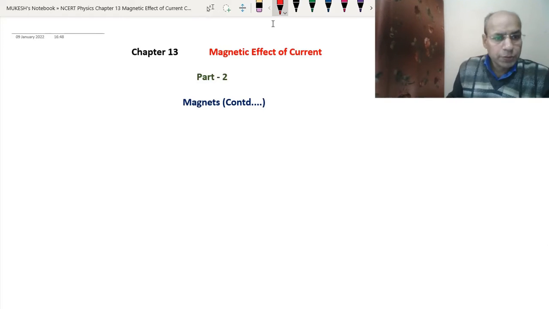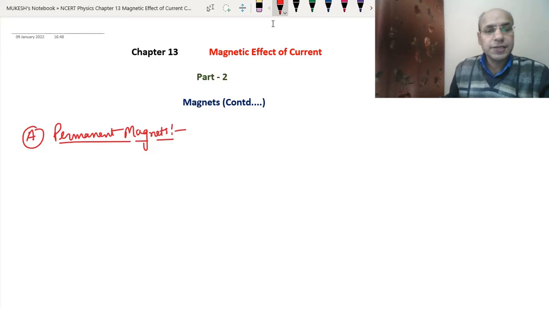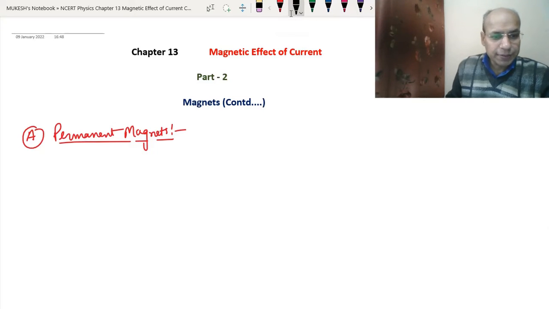Number A, permanent magnet. As the name suggests, permanent magnets means the magnets which do not lose their magnetism. Once they get their magnetism, it is not very easy to lose it. So we call them permanent magnets, like bar type magnets, U magnets. These are the permanent magnets that we find in the laboratories. So now let's write it.